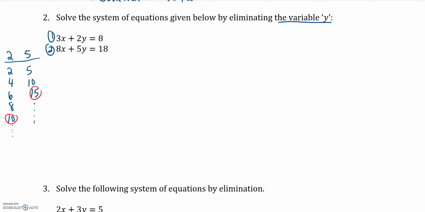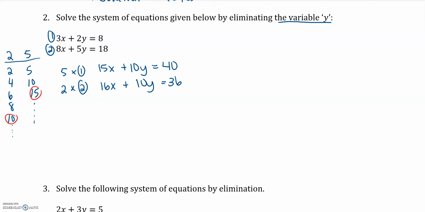So we're aiming to make the coefficient of y equal to 10 in both cases. To do so, we're going to multiply equation 1 by 5 and multiply equation 2 by 2. So now our coefficients of y are equal to one another, and to eliminate variable y, we need to subtract the two equations. So we end up getting minus x is equal to positive 4. And when we solve for x, we find that x is equal to negative 4.